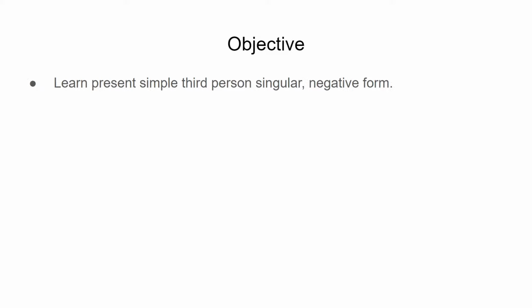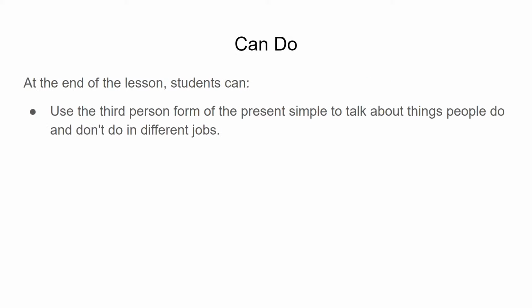In this lesson, we will learn how to use the simple present tense third person singular negative form. At the end of the lesson, the students will be able to use the third person form of the simple present tense to talk about things people do and don't do in different jobs.